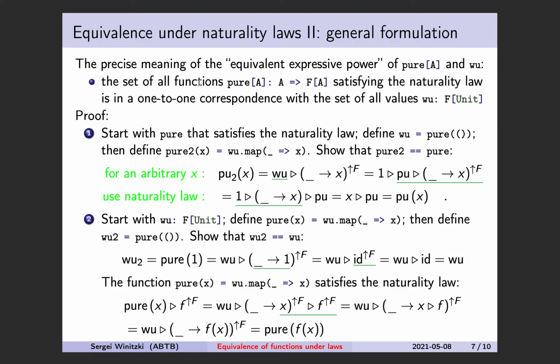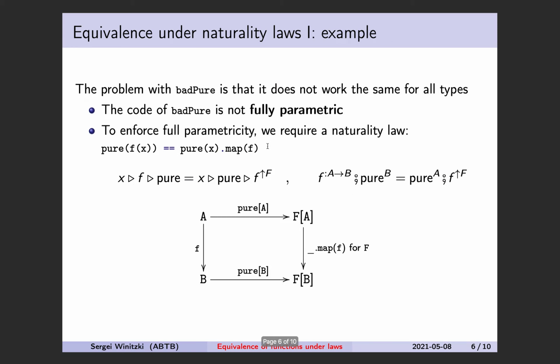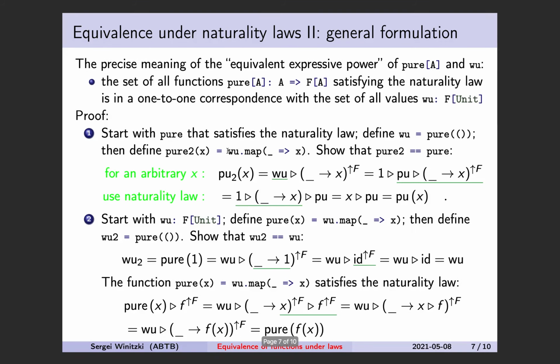So now we can formulate the precise meaning of what it means that pure of A and wrapped unit have equivalent expressive power. And the formulation is that you have to consider the set of all functions with this type signature that satisfy the naturality law that is shown here. And then you consider the set of all values, wrapped unit, that you can have, and there's no law for those. So these two sets must have a one-to-one correspondence between them. That is the meaning of expressive power.